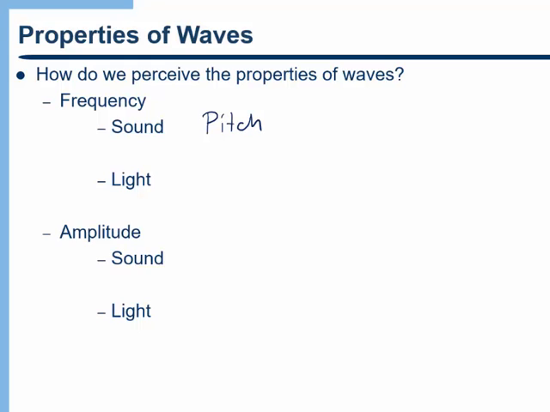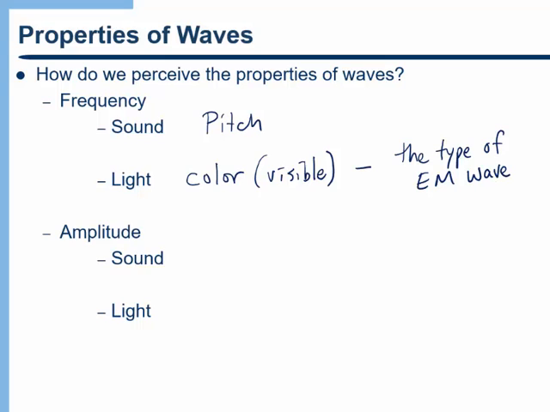For visible light, the way we perceive frequency is color. Overall, for the entire electromagnetic spectrum, including radio waves, microwaves, gamma, X-ray, etc., what the frequency determines is the type of electromagnetic wave. So for example, it turns out really the only thing that makes a radio wave different than visible light is it's in a different frequency part of the spectrum. And we'll be getting into that in much more detail in a later video.